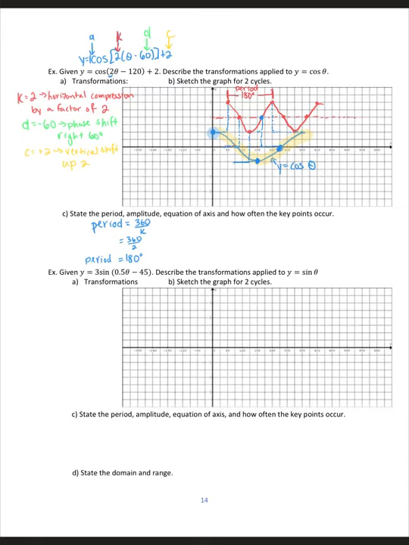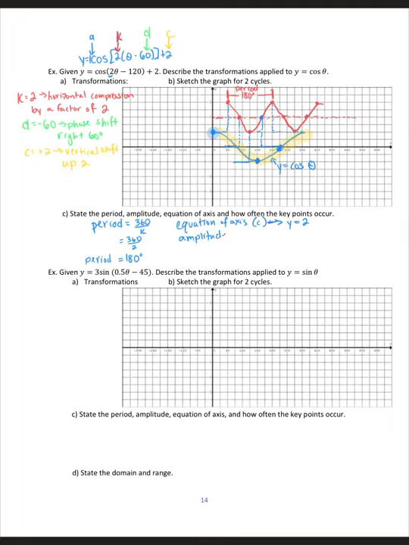The equation of our axis, you can see I already drew that dotted axis line that goes right through the middle. And our axis is also represented by our c value, which in this case is 2. So we'd say the equation of our axis is y equals 2. I skipped over, I didn't mean to, our amplitude.